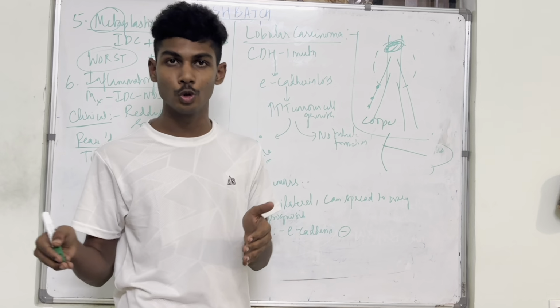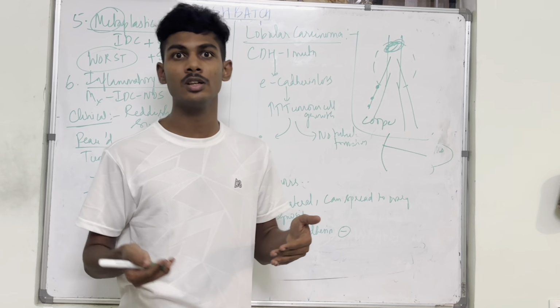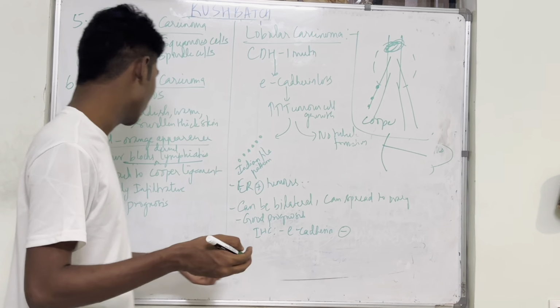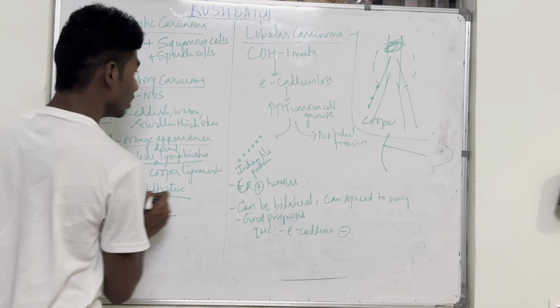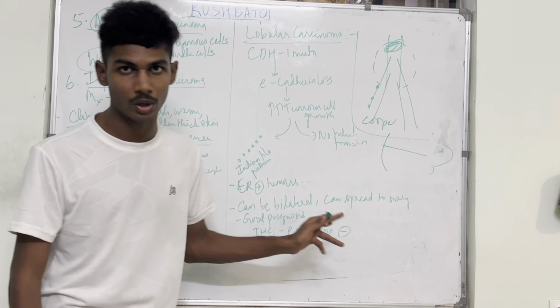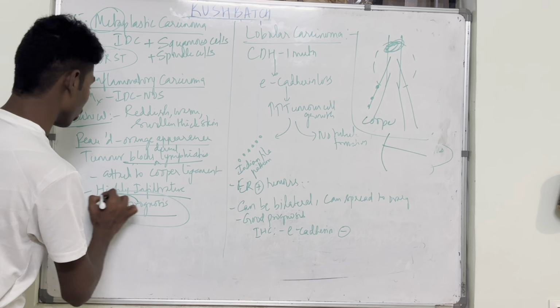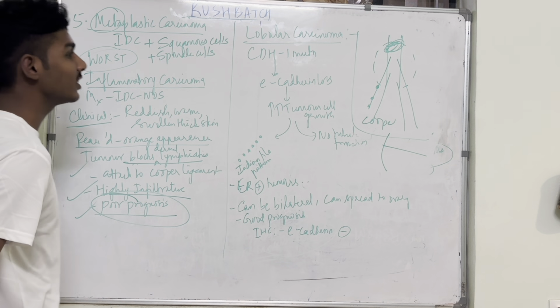Because as soon as it is seen, it enters into the Cooper ligament. Correct? So it is highly infiltrative. Okay, so this tumor is highly infiltrative and it shows a poor prognosis. Okay, it's clear? It shows a poor prognosis. These are the points I want.